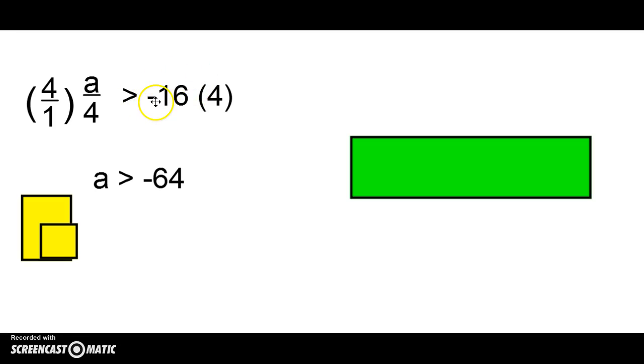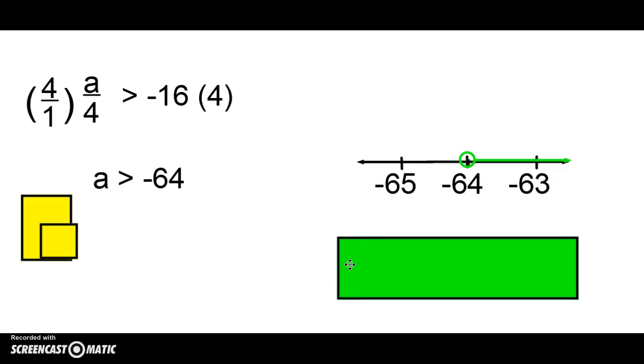Yes, one side of the inequality is a negative. That just tells us a negative times a positive is a negative answer. But because the 4 itself was positive, the inequality does not change. So to show you the number line, you would create in your notes, make sure your negative numbers go from least to greatest. You'd have negative 65, negative 64, negative 63. Because it's just greater than and not or equal to, you would have an open circle and then the arrow pointing toward the greater than.